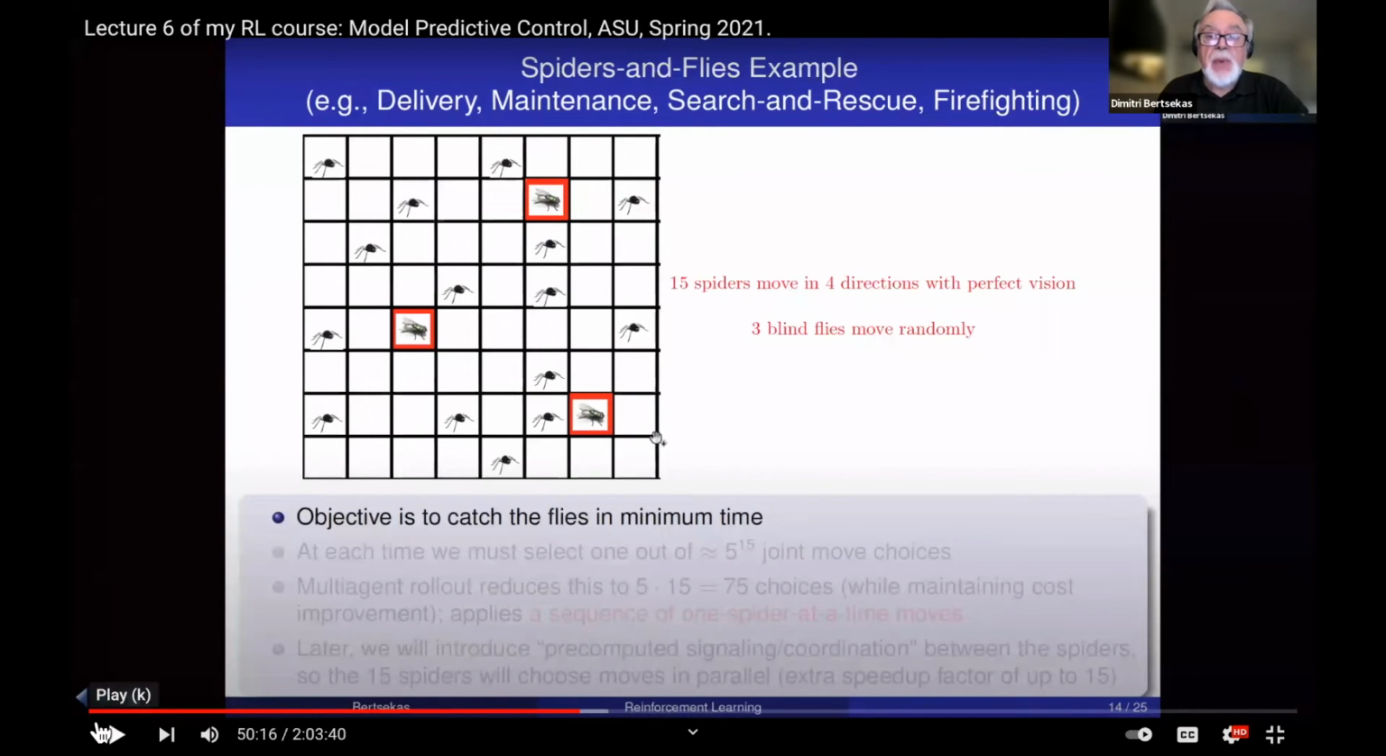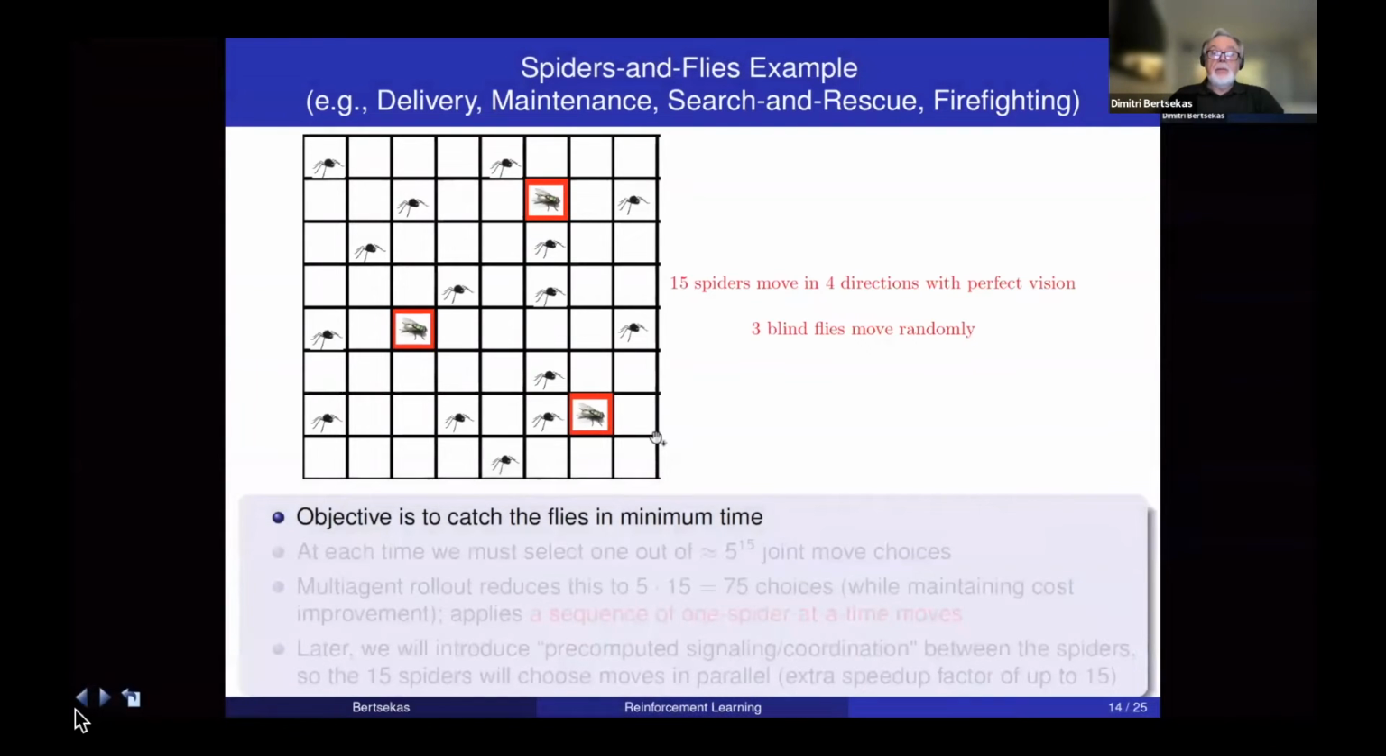Okay, we'll keep going with this example, the spiders and flies example, to illustrate multi-agent rollout. I think I mentioned this example in lecture 3 as well. We have a grid, and there are 15 spiders somewhere within this grid, and they can move in the 4 directions, up, down, right, left, or they can stay where they are. The objective is to catch a number of flies in minimum time. These flies are at various places in the grid, and they move randomly, and they're totally blind. On the other hand, the spiders have perfect vision. They can see where the flies are exactly, and each time they change position, they can update the location. They can track the flies visually.